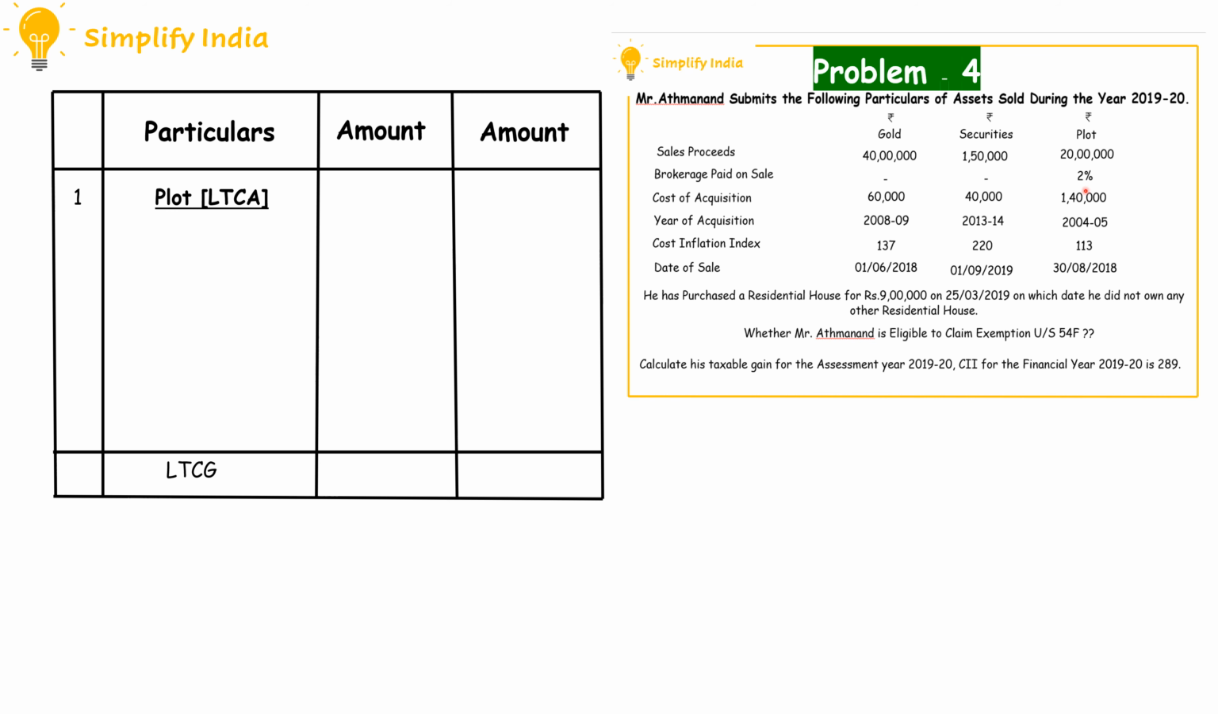Here in the given problem, they have asked whether Mr. Atmanan is eligible to claim exemption under section 54F, which states sale of any of the other asset and the purchase of a house property or the residential house. Here Mr. Atmanan has sold his plot and in return he had purchased a new residential house. So Mr. Atmanan is eligible to claim under section 54F. Let us proceed with the calculation part.